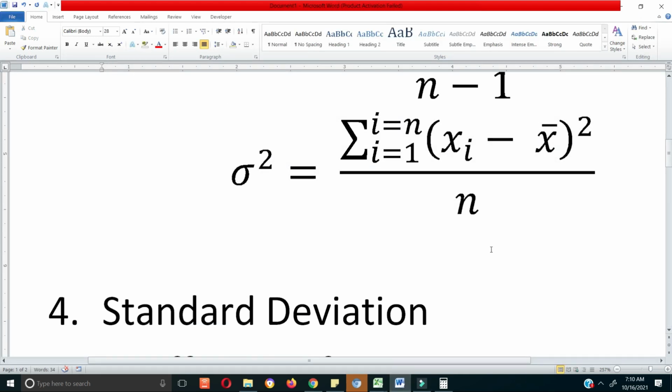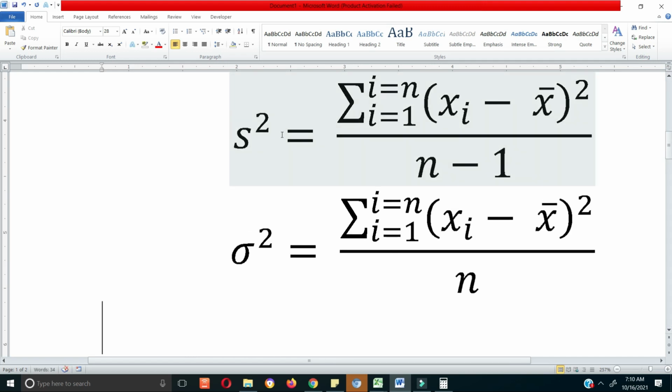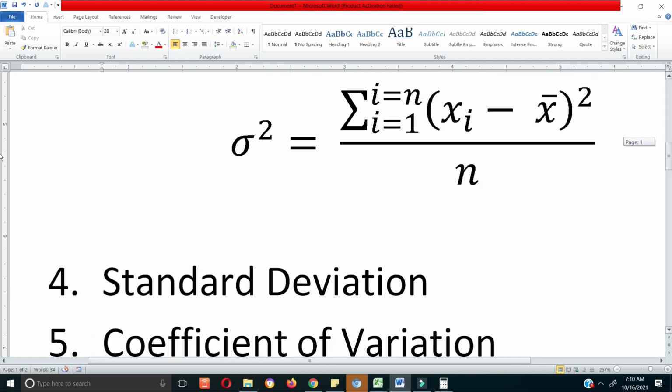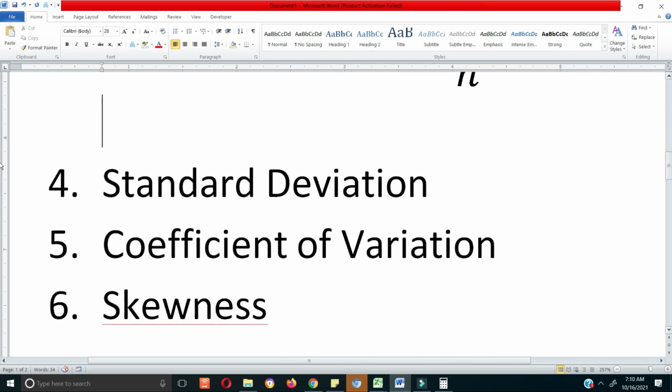So that's why we denote this as sigma squared, because the population standard deviation is sigma, and that is S squared because the sample standard deviation is S. Then you can look at the coefficient of variation.